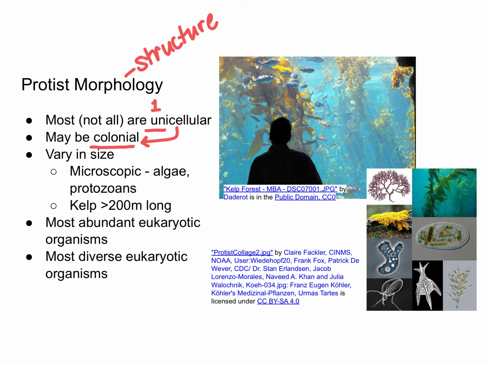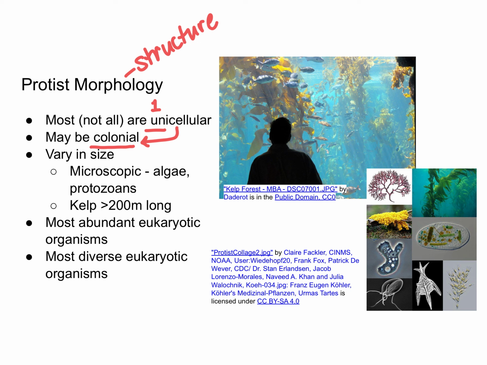organisms. So in the colonies that they might form, the cells might take on specific functions that help the colony, but ultimately a cell could be removed from the colony and still survive on its own. And that's not the case with a multicellular organism. In multicellular organisms, if you take a cell out of the organism, that cell is incapable of surviving on its own. Protists can also vary widely in size.